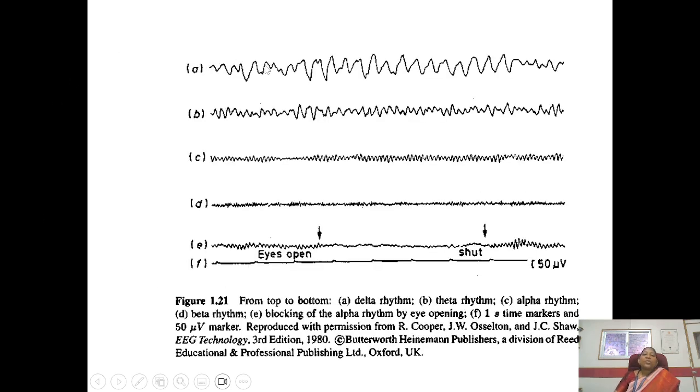You can see the first one is the delta rhythm, which is the lowest frequency, and refers to a deep sleep state in the patient. The second waveform is the theta rhythm, which is the semi-sleep state. And C is alpha, in which the person is in a relaxed state. D is beta, in which the person is in an alert state. And the last one, the E waveform, is recorded when the eyes are open and shut. So these are the different types of EEG waveforms. Thank you all for listening.